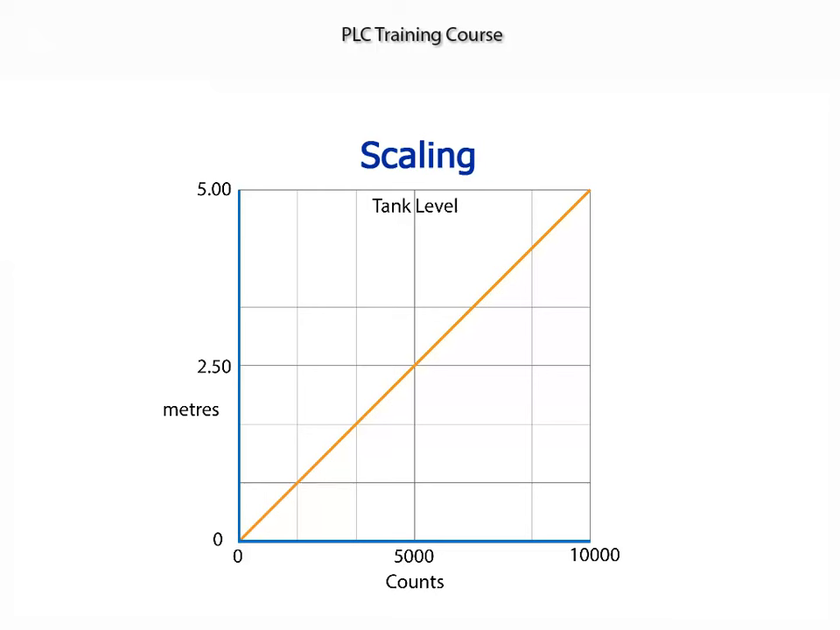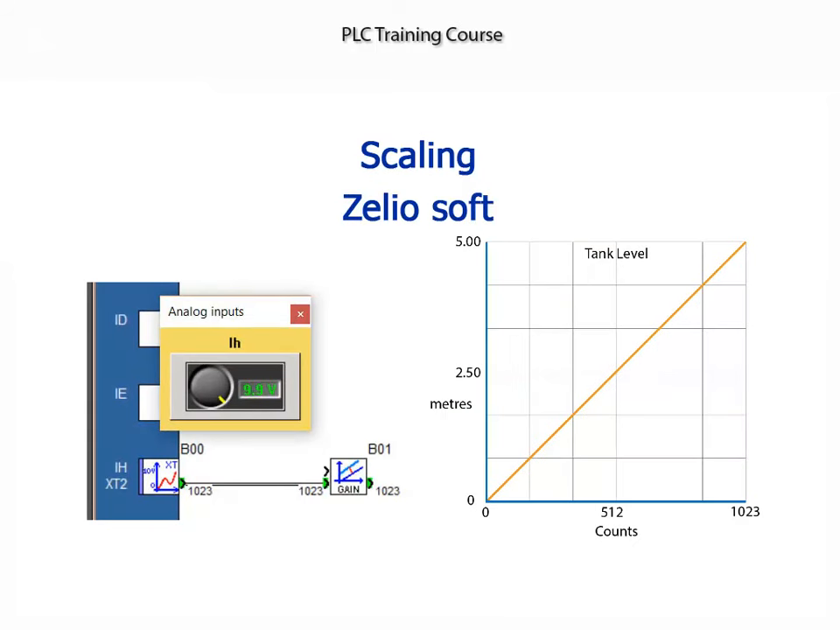Schneider's Unity Pro software has a scaling function where you specify the input min, input max, output min, and output max. The scaling function performs the scaling calculation. The Zelio PLC input has 9.9 volts, and the input card converts this to 1023 counts. The gain function block provides the scaling. At this point, the gain is set to 1 to 1. Our aim is to use the gain control to provide a range of numbers that equate to the tank level of 0 to 5 litres.